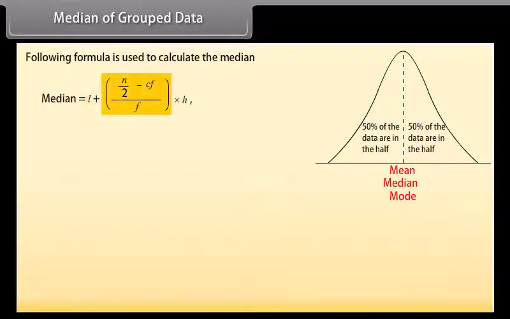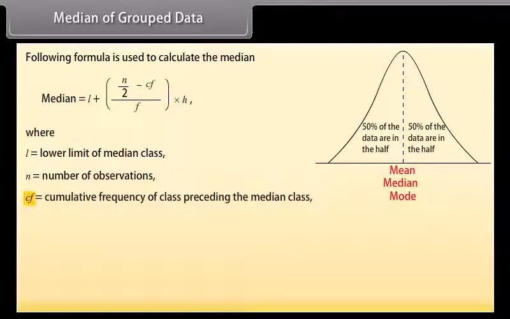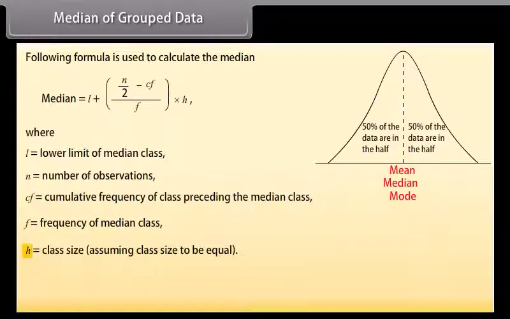L plus (n by 2 minus CF) divided by f, multiplied by h, where L is equal to lower limit of median class, n equals number of observations, CF equals cumulative frequency of class preceding the median class, f equals frequency of median class, h equals class size, assuming class size to be equal.